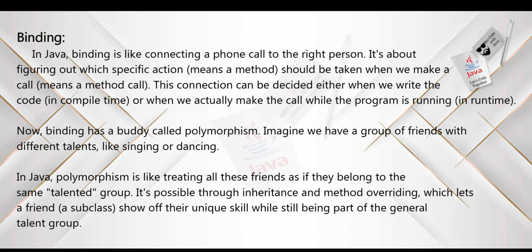Now, binding has a buddy called polymorphism. Imagine we have a group of friends with different talents, like singing or dancing. In Java, polymorphism is like treating all these friends as if they belong to the same talented group. It's possible through inheritance and method overriding, which lets a friend, a subclass, show off their unique skill while still being part of the general talent group.